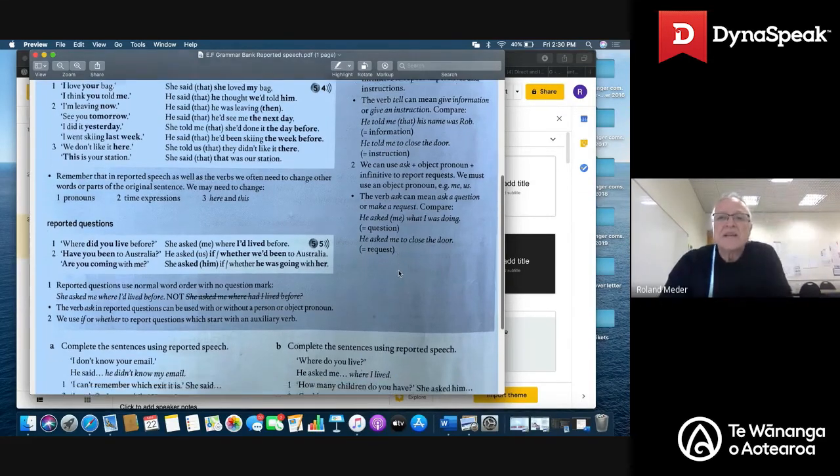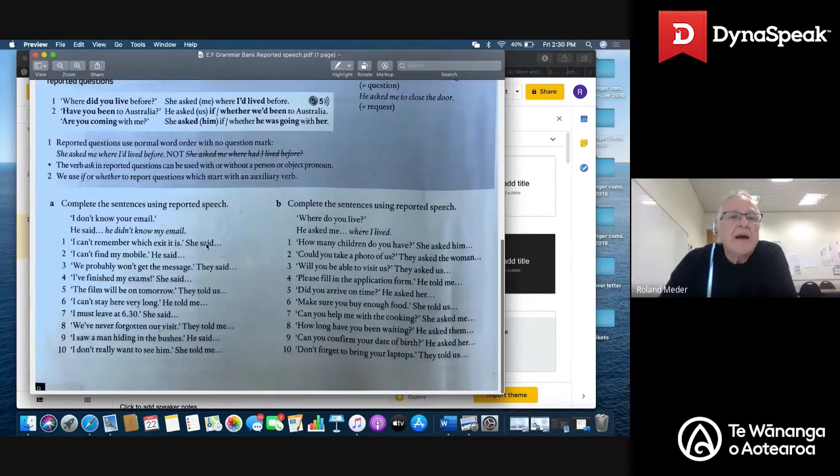So go over these again and then complete the sentences using reported speech. All right, so for example, I don't know your email. He said he didn't know my email. All right, so look, I don't know. It's negative simple present. Here it becomes in the past in reported speech. He said he didn't. Remember that simple present becomes simple past. He didn't know my email.